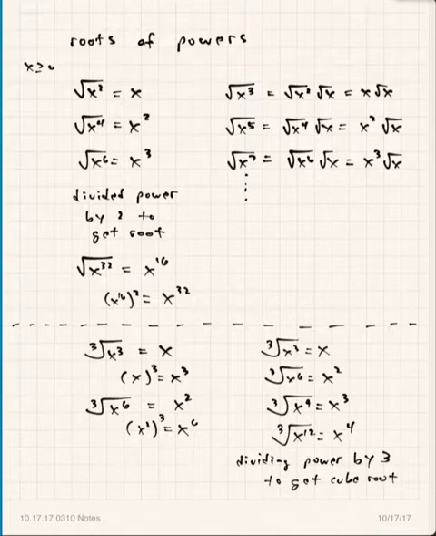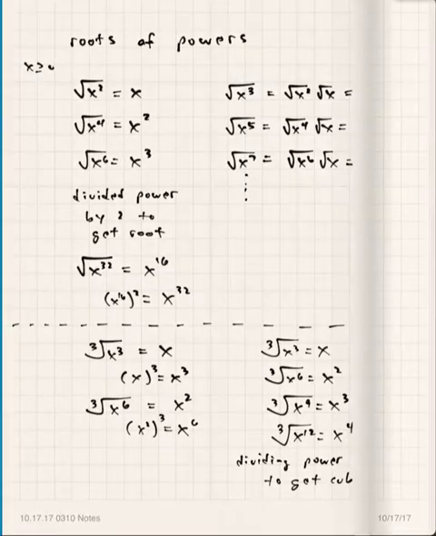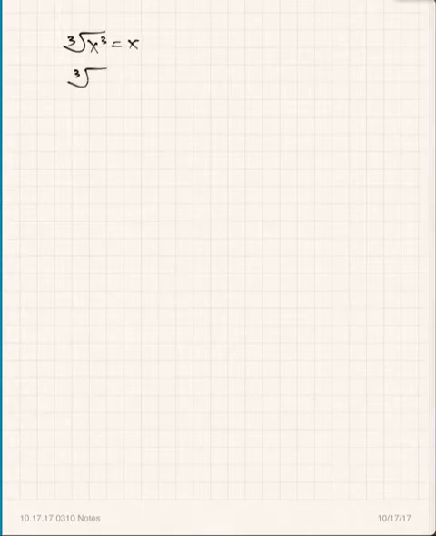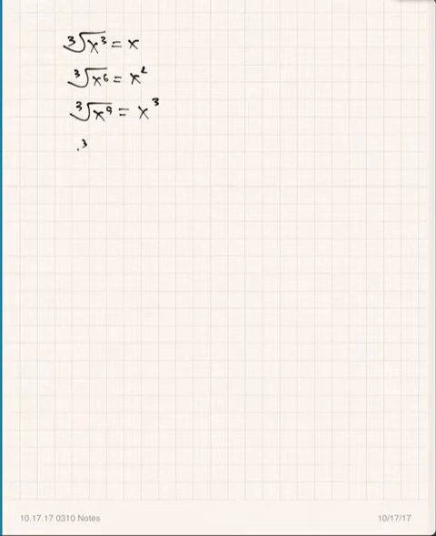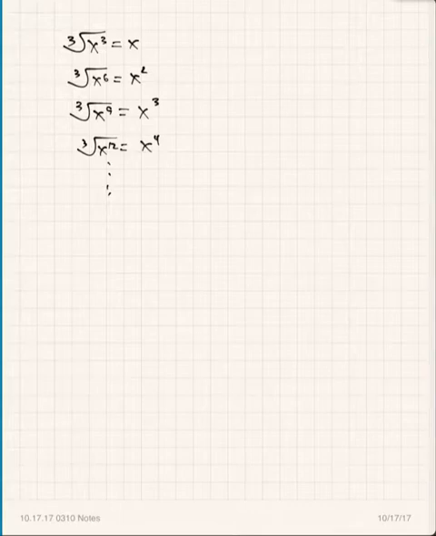So then, and by the way, we're going to kind of summarize this again in a chart in a minute. So you have that the cube root of x cubed is x, and the cube root of x to the 6th is x squared, and cube root of x to the 9th is x to the 3rd, and the cube root of x to the 12th is x to the 4th, and so on there. Right? You divide the power by 3 to get the root.